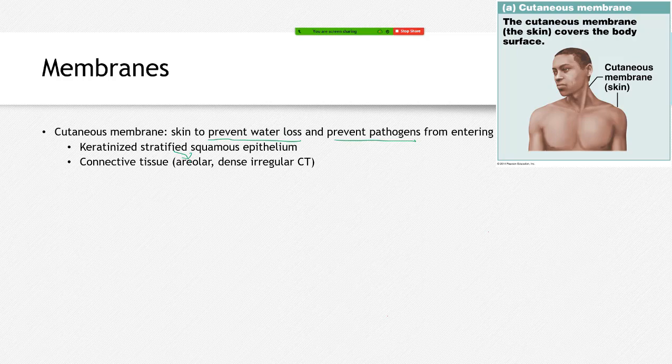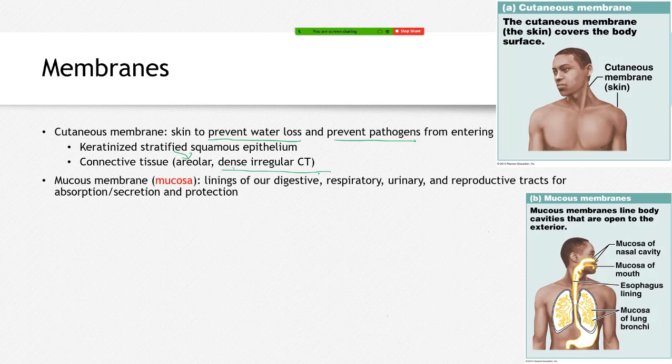And then underneath that areolar connective tissue, we'll later learn there is this dense irregular connective tissue as well. We'll learn this later on in today's lecture as well. So that's the cutaneous membrane on our skin.